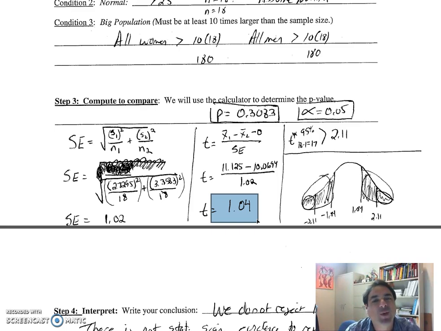Men and women smell the same. We think that they're different. Now when we go to the table to find our t star, and we've done this before, so I'm not going to do it now. When you go to the table, it's 95% as your confidence level, and then n minus 1.